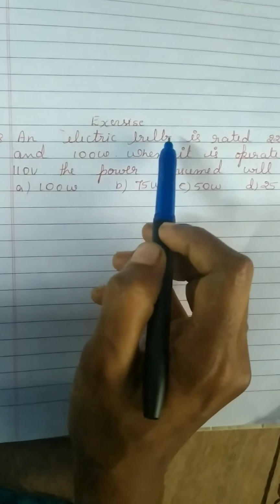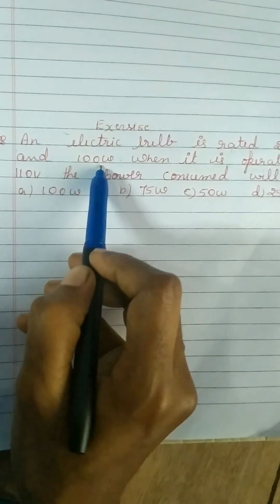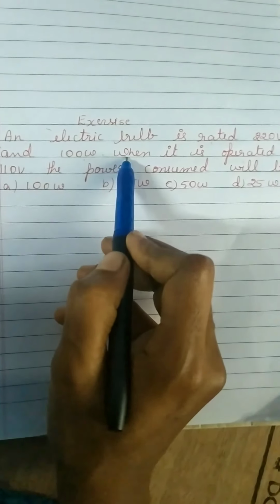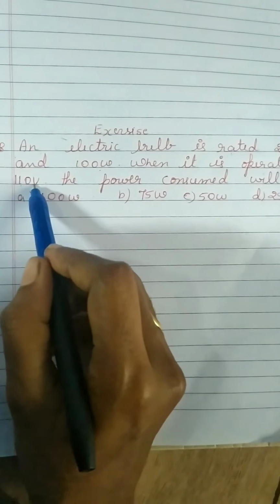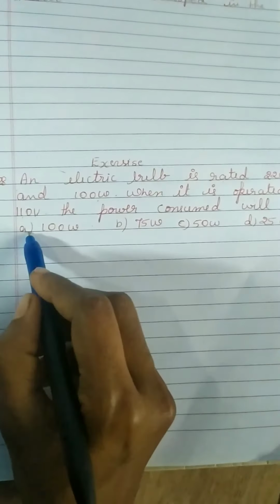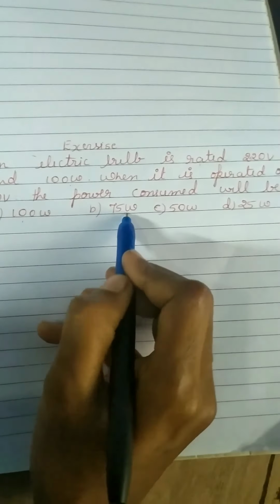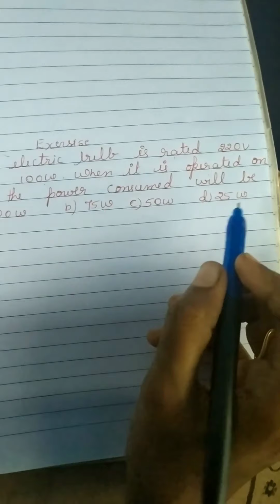An electric bulb is rated 220 volt and 100 watt. When it is operated on 110 volt, the power consumed will be A 100 watt, B 75 watt, C 50 watt and D 25 watt.